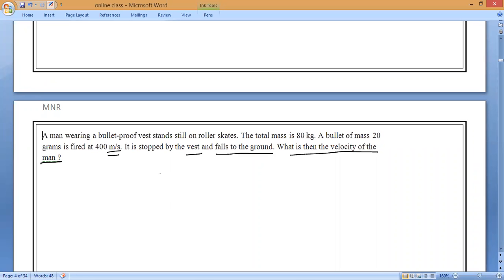Now here, there is no mass, there is no bullet and there is nothing. Very simple they have given. Now you can notice it. Mass of the man. Let me consider M1 is equal to 80 kilogram. Next, let me consider speed of the man after collision.